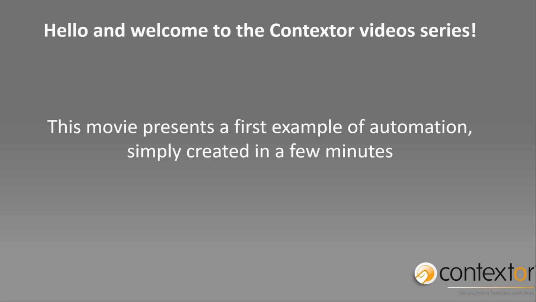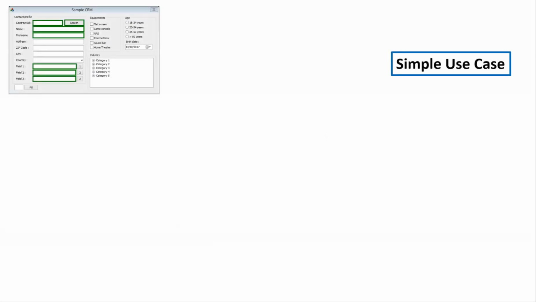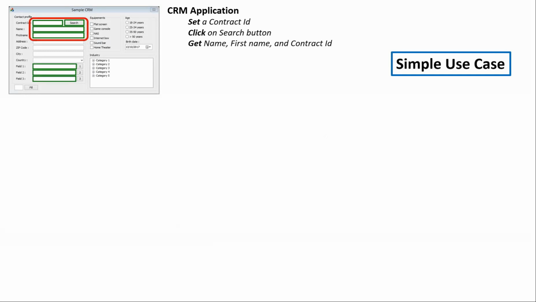This movie presents a first example of automation, simply created in a few minutes. As a simple example, we start with a sample CRM application. We set a contract ID, click on the search button, and get the name, first name and contract ID values.